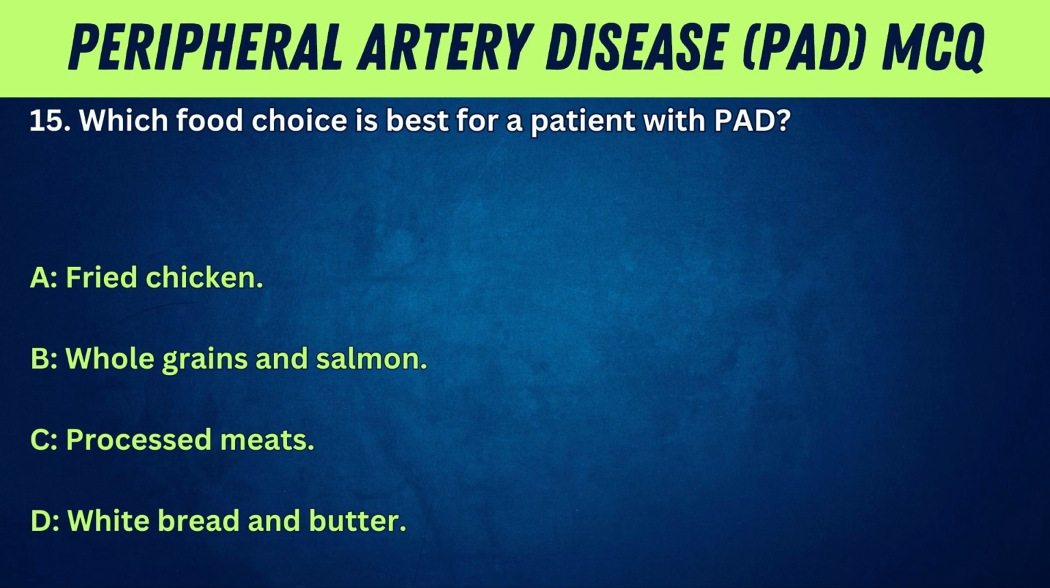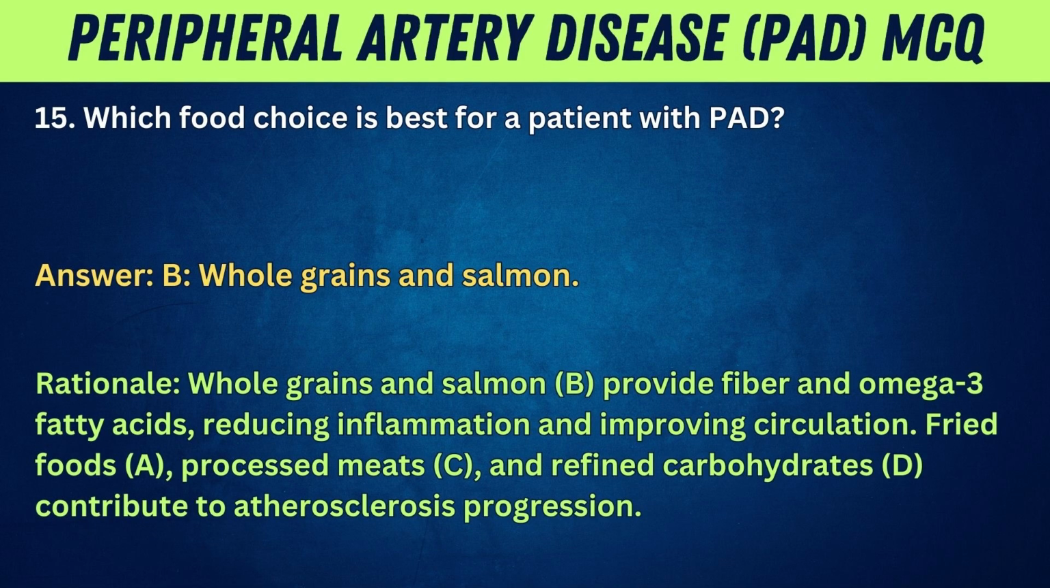15. Which food choice is best for a patient with PAD? A. Fried chicken. B. Whole grains and salmon. C. Processed meats. D. White bread and butter. Answer: B. Whole grains and salmon. Rationale: Whole grains and salmon, B, provide fiber and omega-3 fatty acids, reducing inflammation and improving circulation. Fried foods, A, processed meats, C, and refined carbohydrates, D, contribute to atherosclerosis progression.